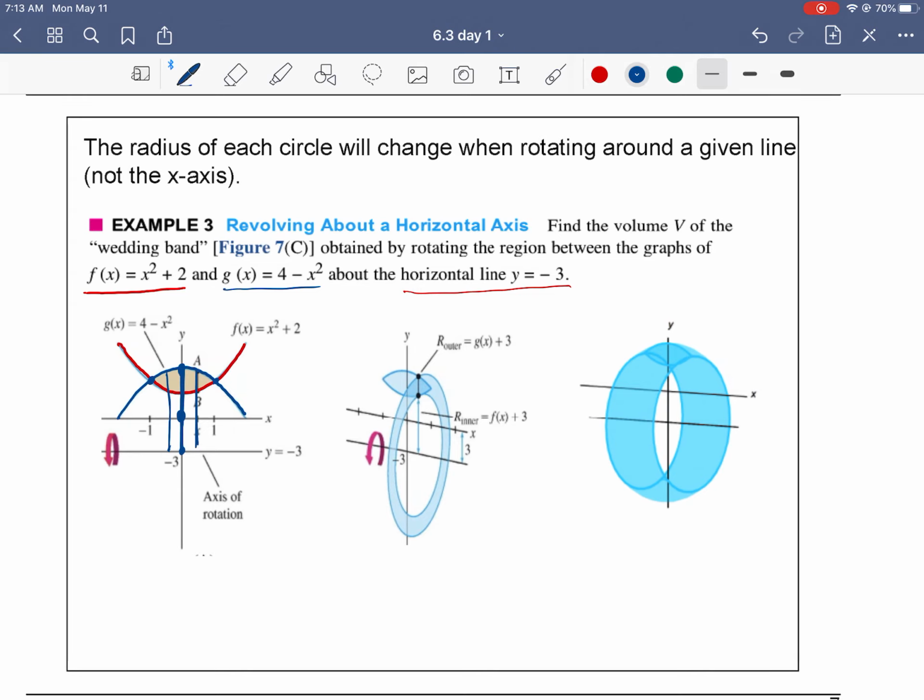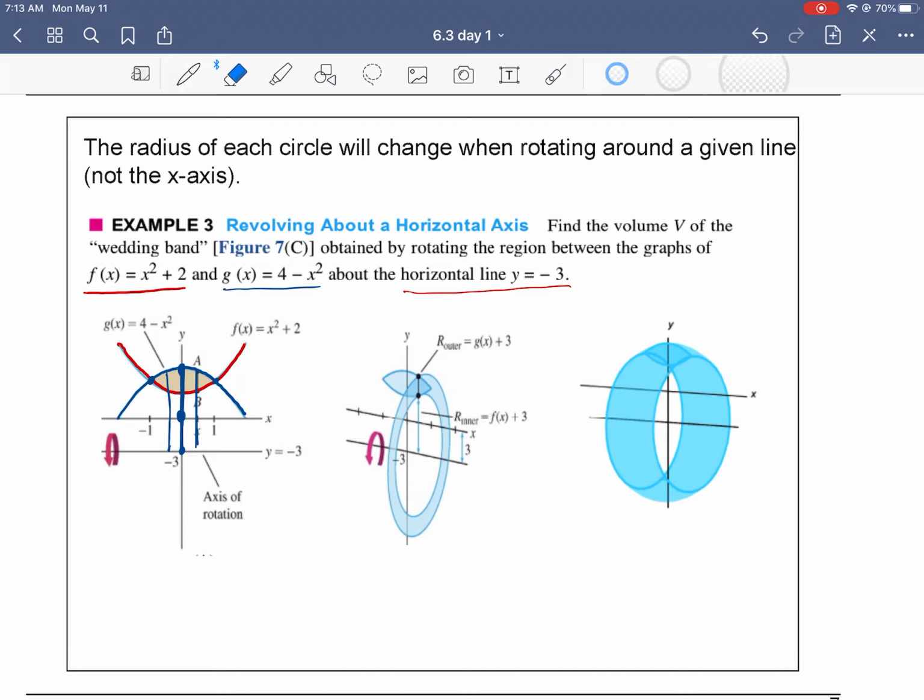This concept directly relates to 6.1 when we did top function minus bottom function. Curve minus axis of rotation in this case. 4 minus x squared minus a negative 3 becomes plus 3. Okay? So you can think of it that way, or you can think of it the way I just explained it visually. Even though the axis of rotation is negative, my radius is larger because it moved further away. Okay, so we'll come back to that in a second.